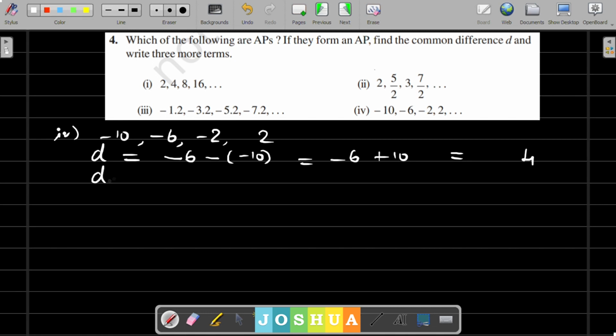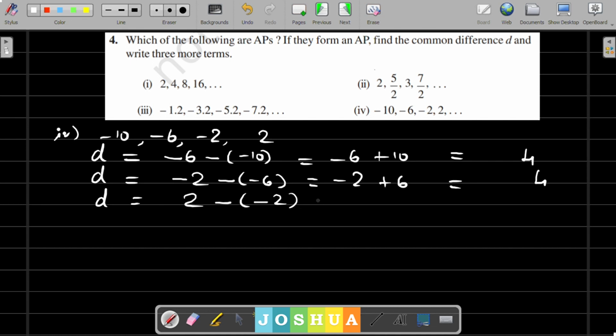Now I'm coming to the next difference, that is the difference between the third term and the second term. Third term is minus 2 minus of minus 6, that is equal to minus 2 plus 6. The difference is 4. Now again the next term. The fourth term is 2 minus the third term, that is minus 2, so 2 plus 2, answer is 4. And here the differences are the same. So therefore we can say the given numbers form an AP.